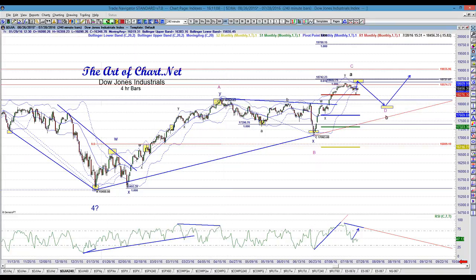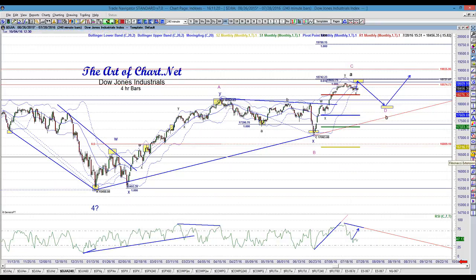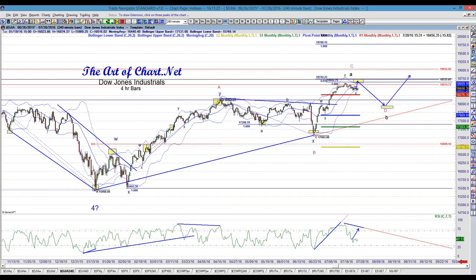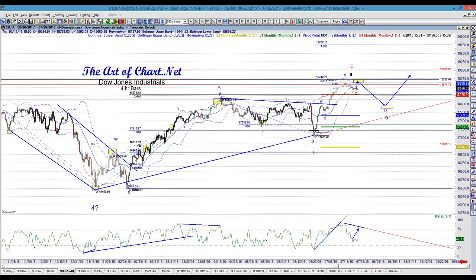So here's the setup: 3 up, 3 down. Okay, looking for a 5 up. We got the 5 up. 1, 2, 3, 4, 5, and there is a Y. And again, let's look at this from a Fibonacci perspective. So you look at a larger degree movement like this, an A, B.